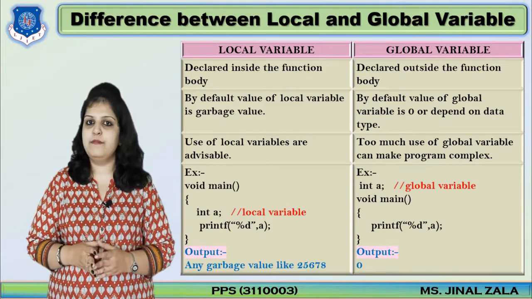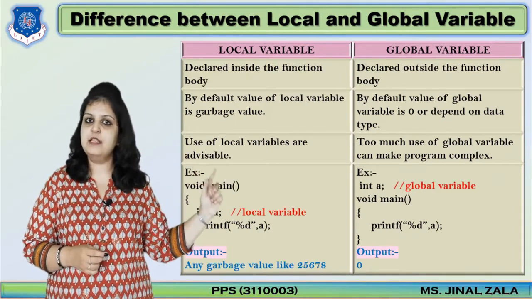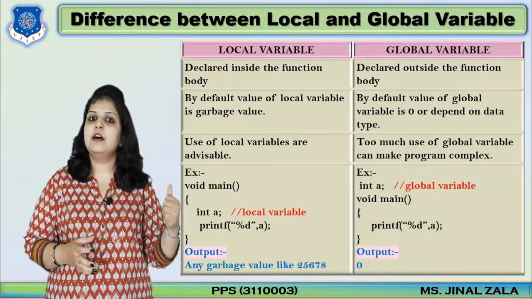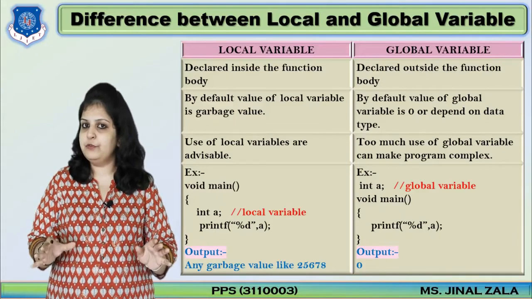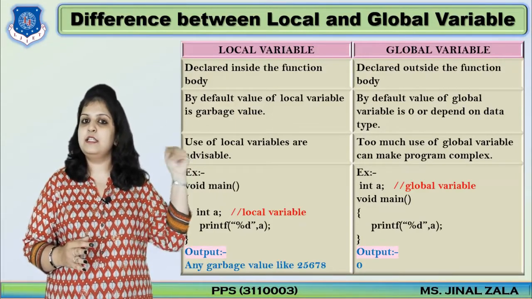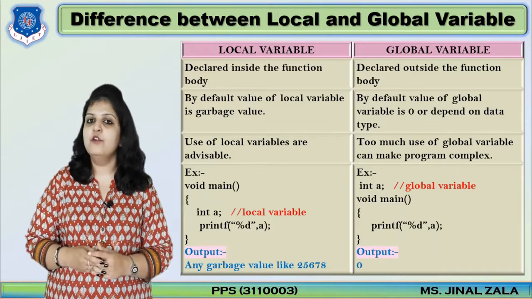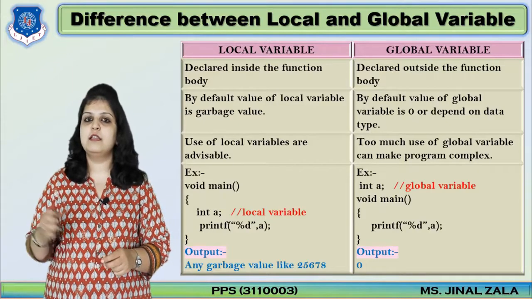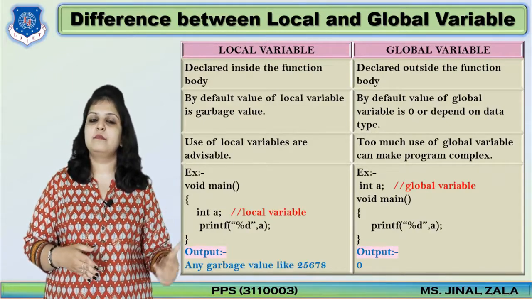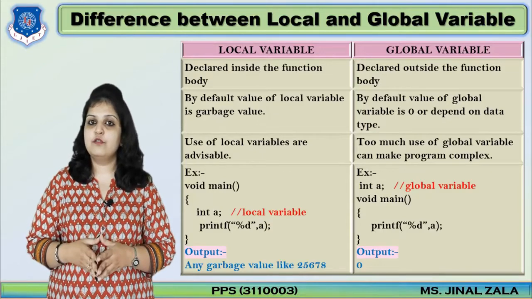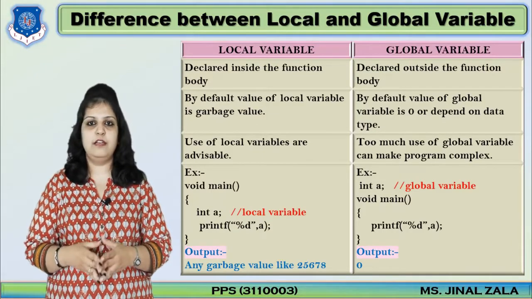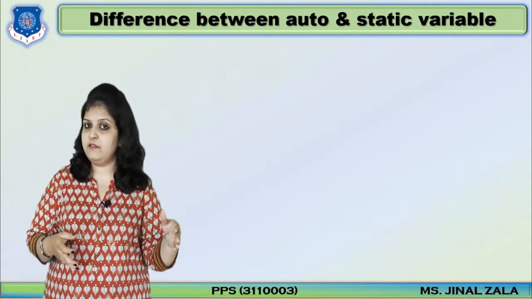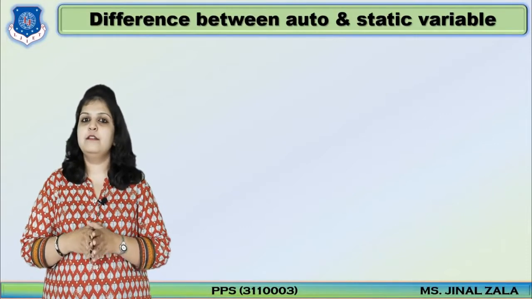And see the global variable. I am writing int a first, and then after that I am writing void main and printing the value of a. Here again I am not assigning any value to our global variable, but just see the second point, that the default value of a global variable is 0. So here our output is 0 because it will assign 0 as the default value. So these all are the differences between local variable and global variable. Now let's see the difference between automatic variable and static variable with one program.